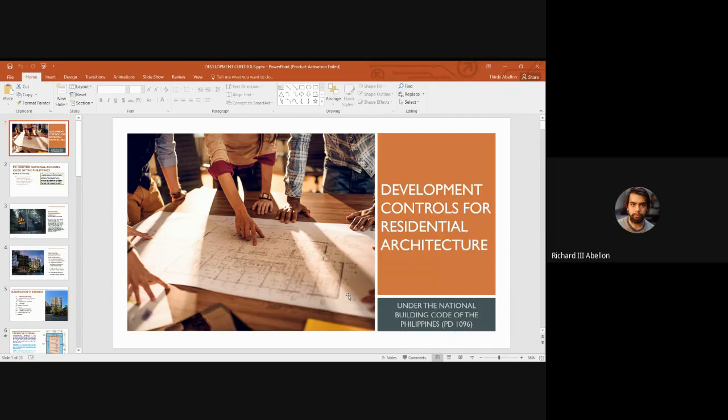So, for this week, we are going to talk about the development controls for residential architecture. When you're designing buildings, houses, you don't design based only on the lot or the size of the lot, the size of the AMBF and so on. You also have to base your design on the building laws. So we have the National Building Code of the Philippines or PD 1096, which is our basis, as well as RA 9266, which is the Architectural Law of 2004.